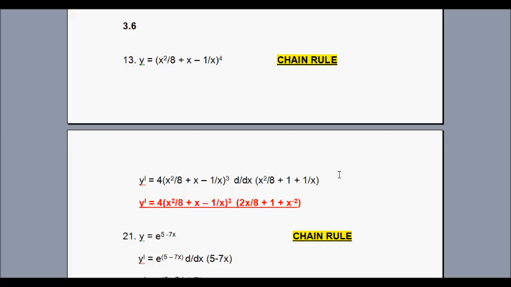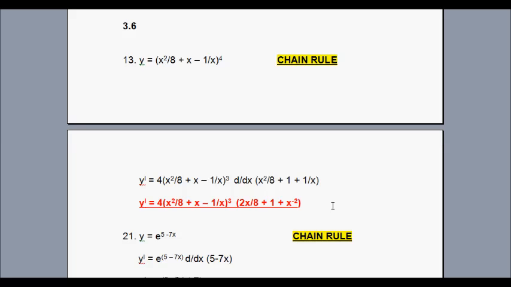The derivative of 1, well, you can't find the derivative of 1, that's actually 0. But anyways, to get the derivative of 1 over x, you would have to put x on the numerator, which would make it 1x to the negative first. The derivative of x to the negative first is x to the negative second. And your whole problem is going to end up looking like y prime equals 4 times x to the second over 8 plus x minus 1 over x to the third times 2x over 8 plus 1 plus x to the negative second.